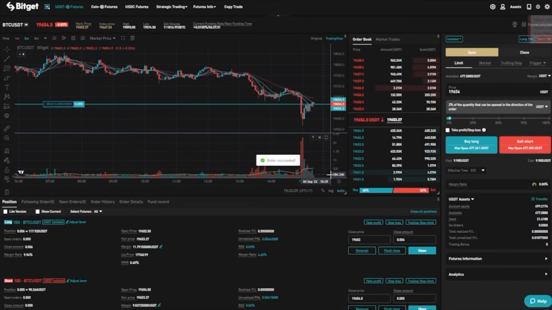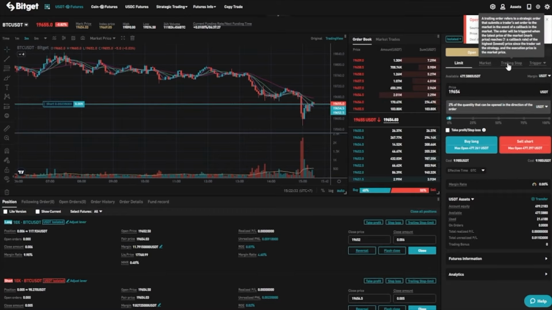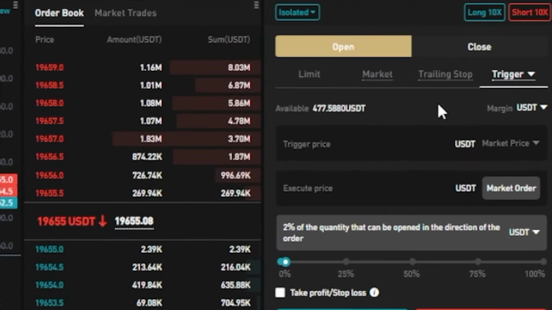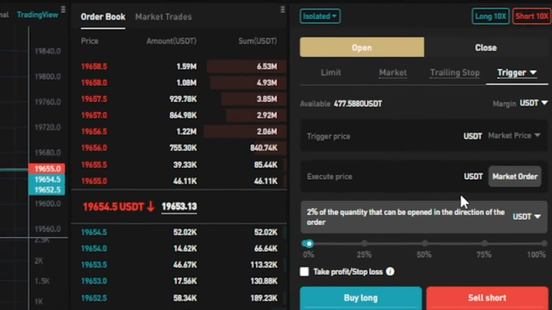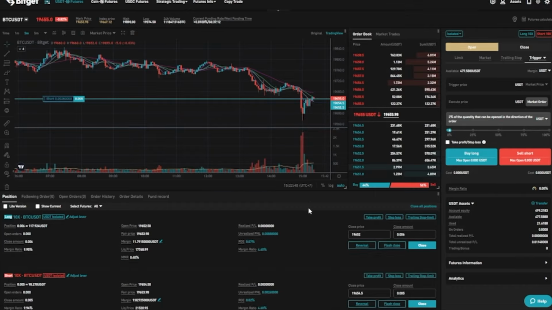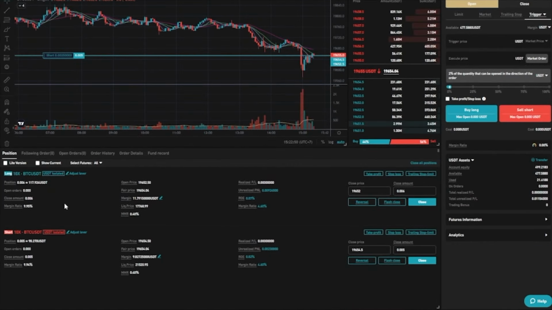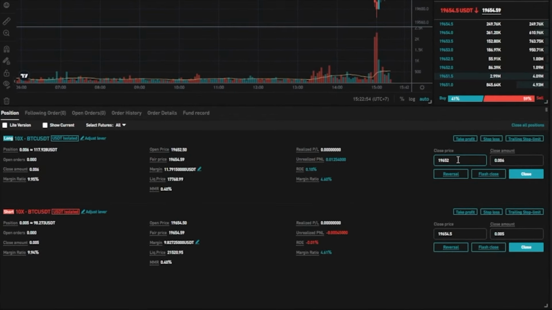For more experienced traders, there are also trigger orders, also known as stop loss or take profit orders. This allows you to terminate your position at a preset price. Traders will need to input both levels to place the order, and the order will only be executed when the price reaches one of those conditions. After you open the position, you can see it in the bottom left here, and you can review it, close it if you would like, or adjust the position manually.